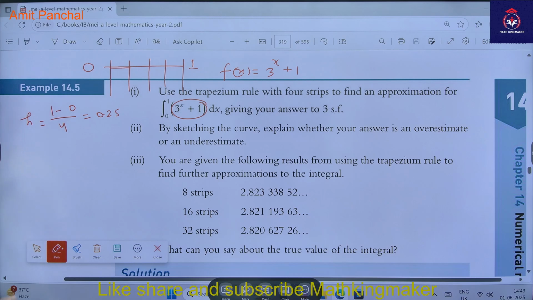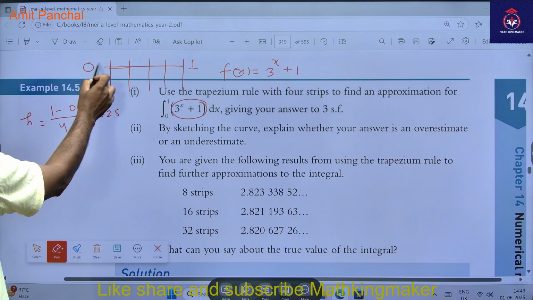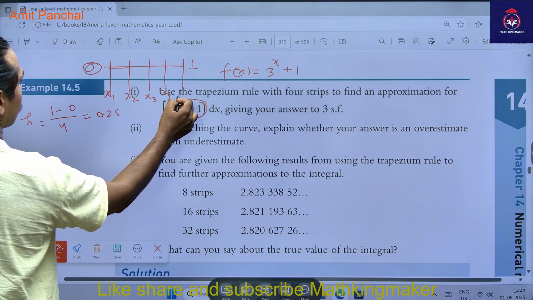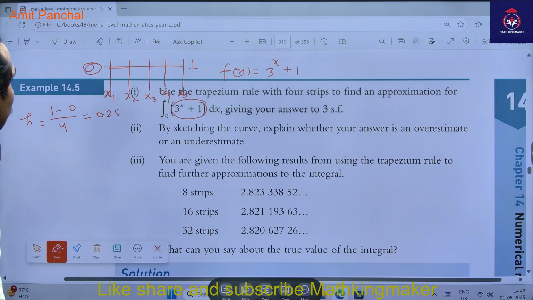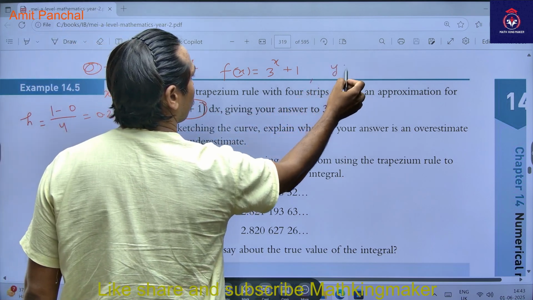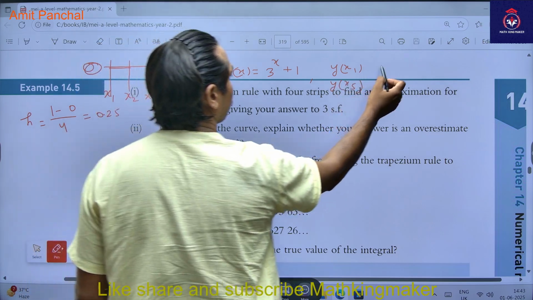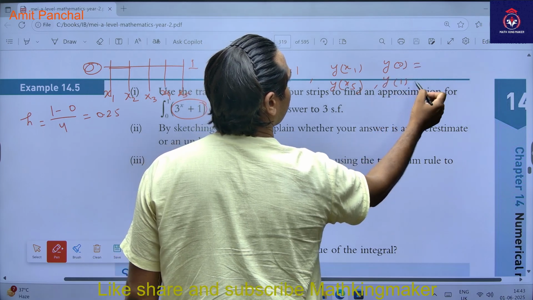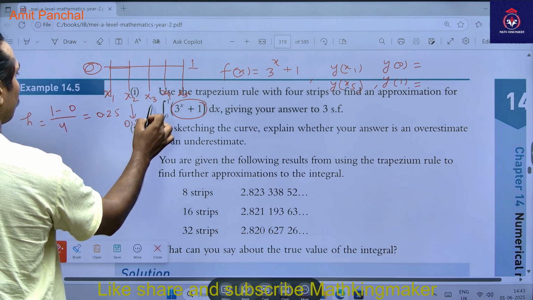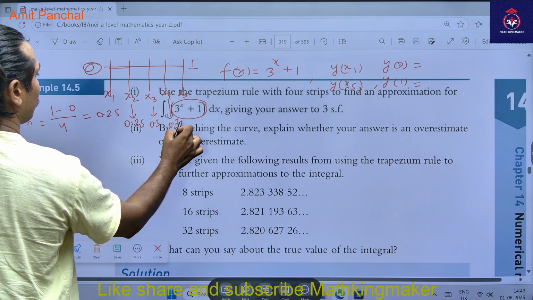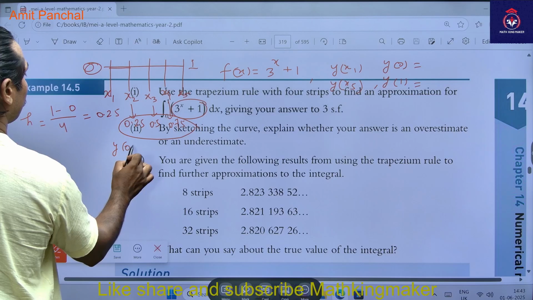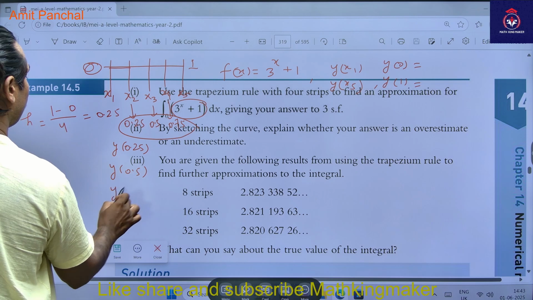And what is the value of x1? This is your 0, because you are starting from 0. So that is your x1, x2, x3, x4, and this will be your x5. So these are total 4 strips. Now you need to calculate the end heights. That will be y at x1 and y at x5, that means y0 and y1. This will be your end heights. And in between, x2 will be 0.25, then 0.5, then 0.75, isn't it? Yes, sir. So these will be the middle values of x. So you need to calculate y at 0.25, y at 0.5, y at 0.75.